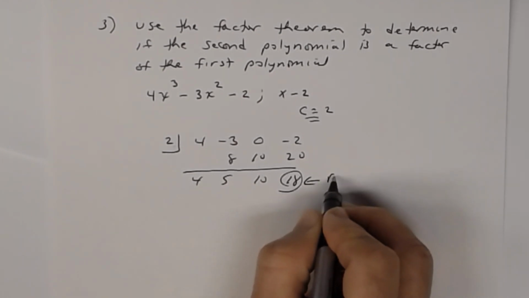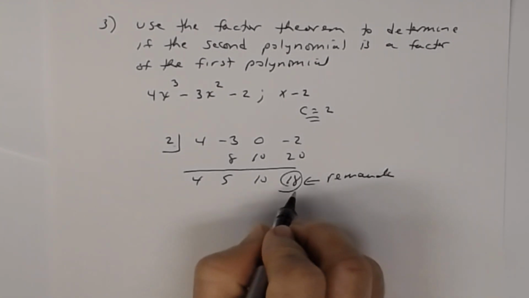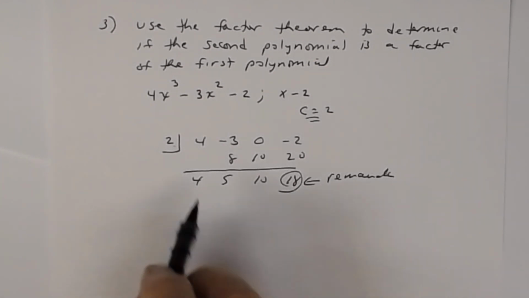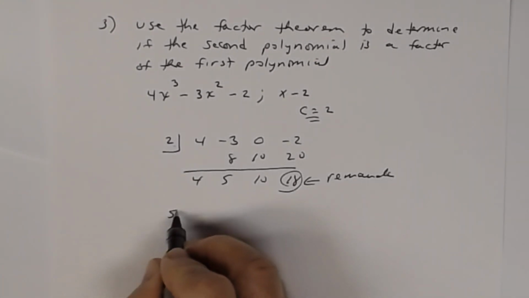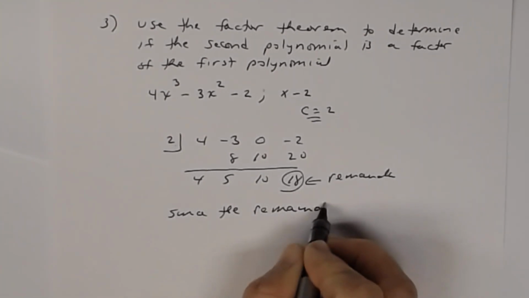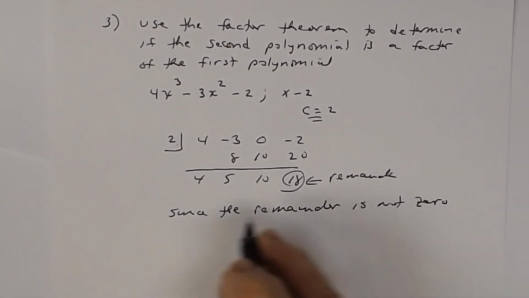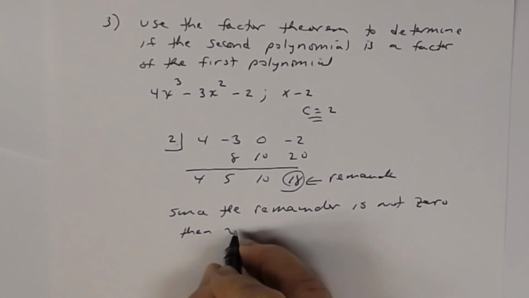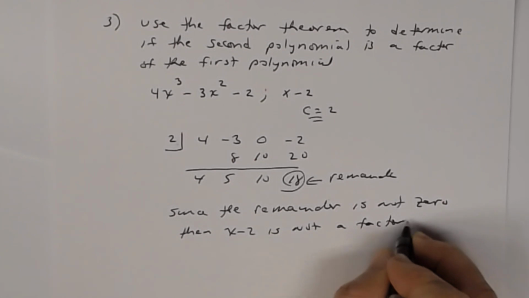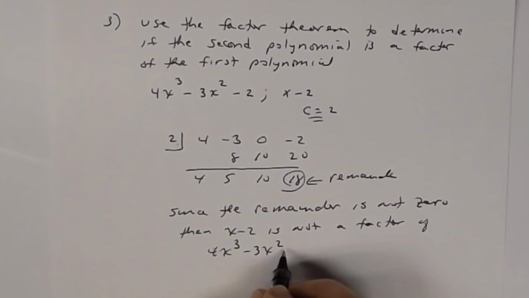Now remember, that's your remainder. Since the remainder is not 0, then x minus 2 is not a factor of this polynomial. So since the remainder is not 0, then x minus 2 is not a factor of 4x cubed minus 3x squared minus 2.